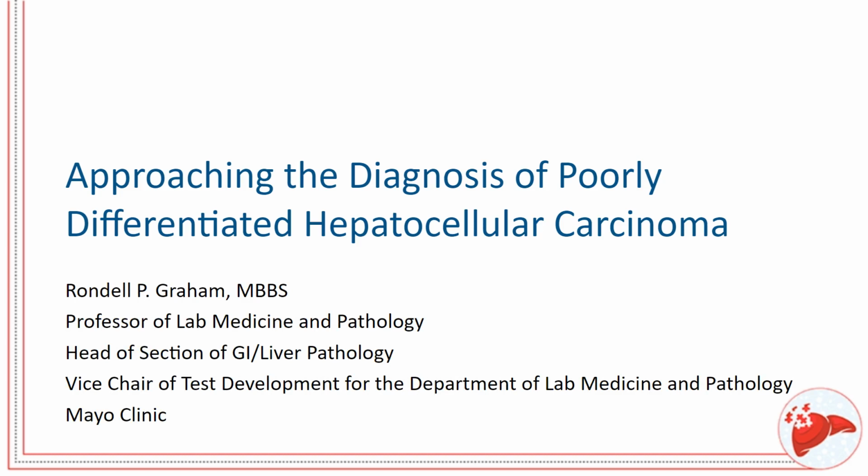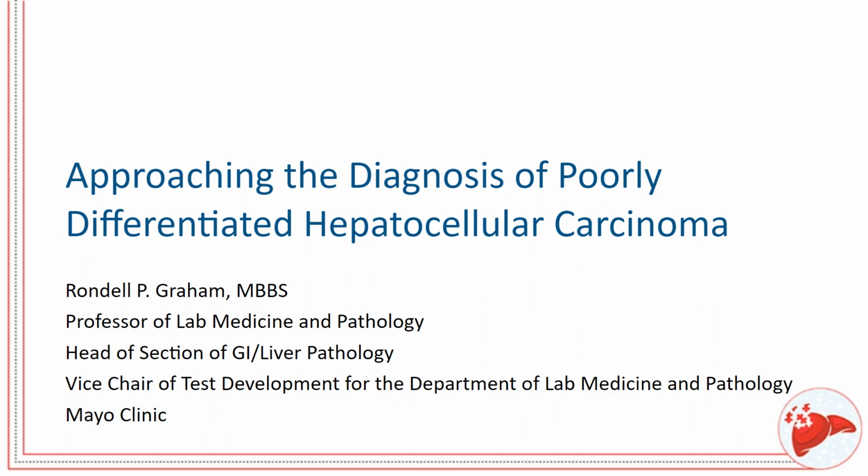I'm delighted to be sharing with you as part of this course. My name is Rondell Graham. I'm one of the GI liver pathologists at Mayo Clinic in Rochester, Minnesota. My presentation is entitled, What is my approach to the diagnosis of poorly differentiated hepatocellular carcinoma? I'm partnering with Dr. Jingmei Lin, who's one of the professors of pathology at Indiana University. She presented the other half of this course, and I'll be presenting this portion.